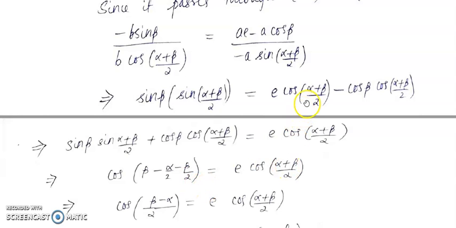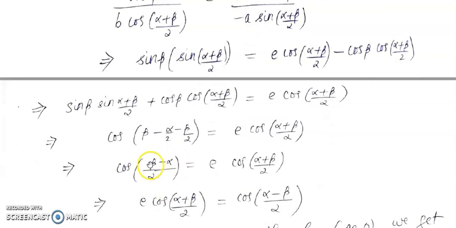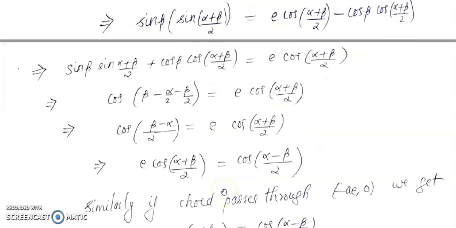equal to e cos((alpha plus beta)/2). So this will be cos(beta/2 minus alpha/2). Since cos of minus x is cos x, I can write this as cos((alpha minus beta)/2). So that will give us the relation e cos((alpha plus beta)/2) equal to cos((alpha minus beta)/2). And this is the identity you have obtained when your focus is (ae, 0).